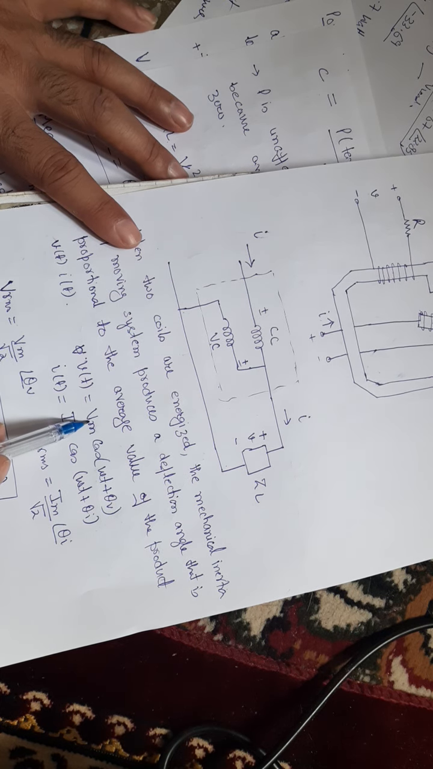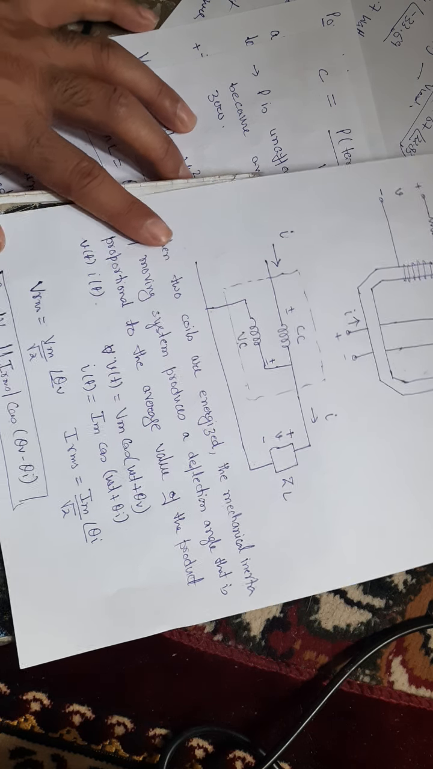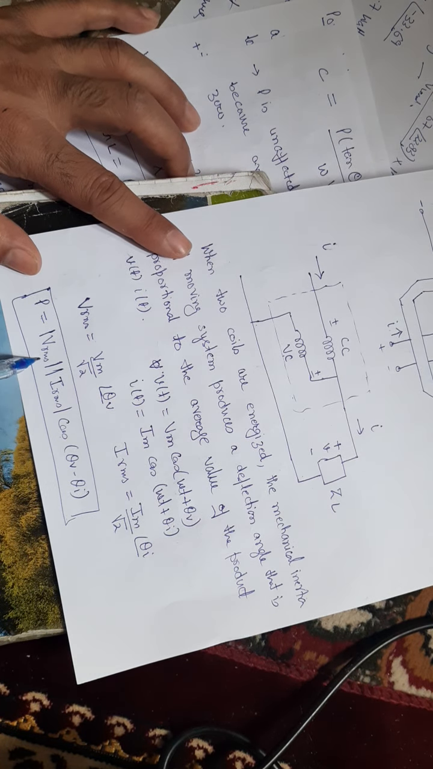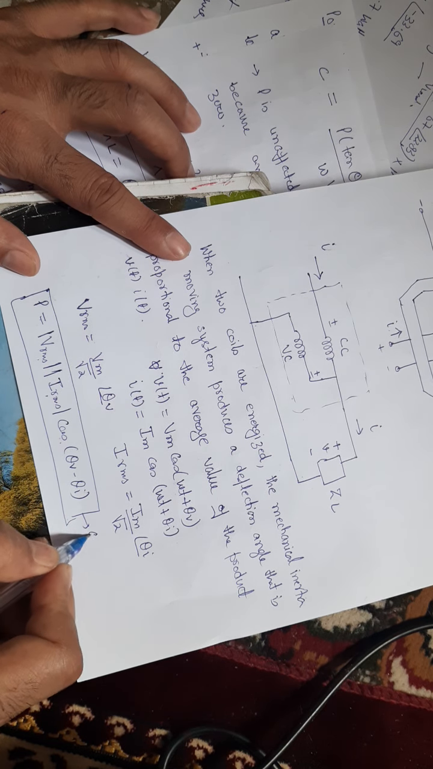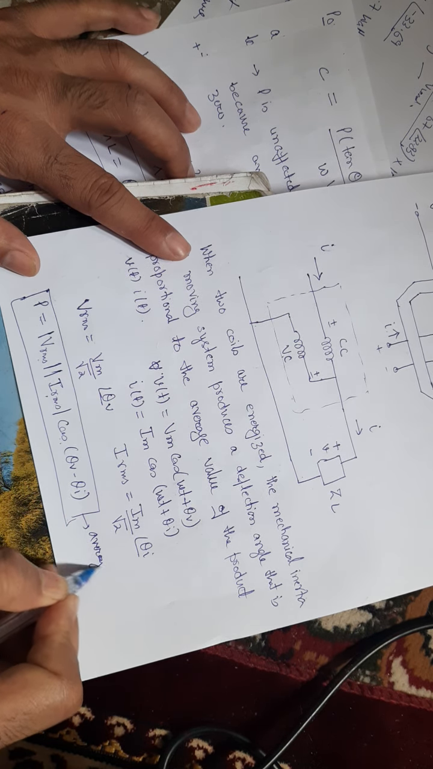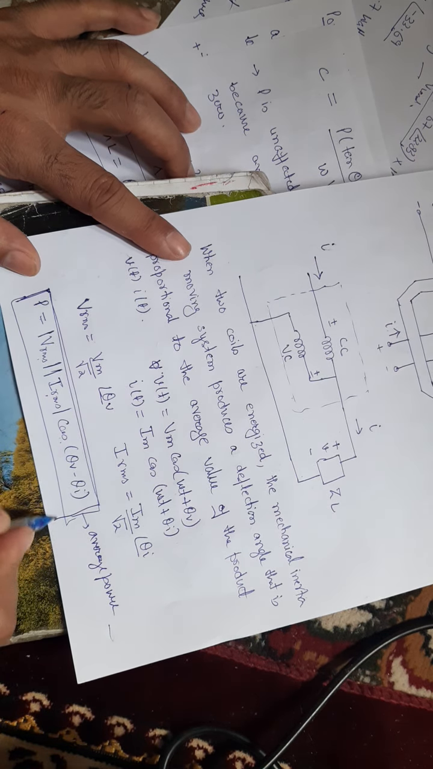So Vrms is Vm divided by root 2 angle theta v, and Irms is Im divided by root 2 angle theta I. The power measured by this wattmeter is Vrms into Irms into cos(theta v minus theta I), which is nothing but the average power. This is the important formula.